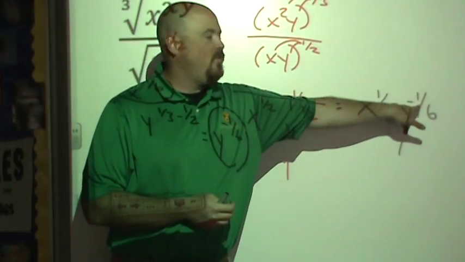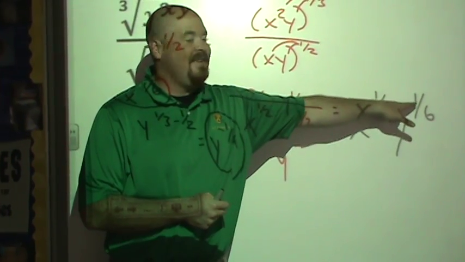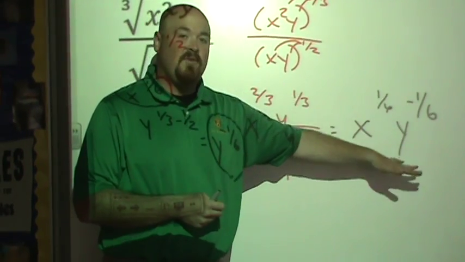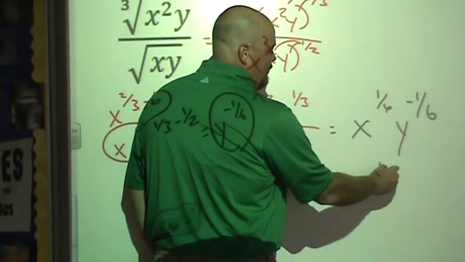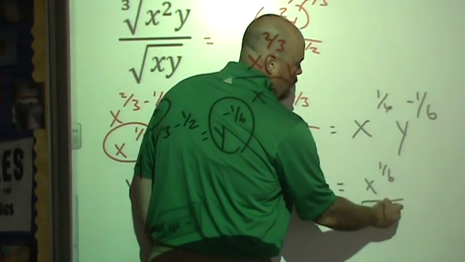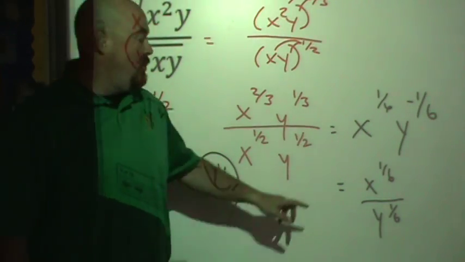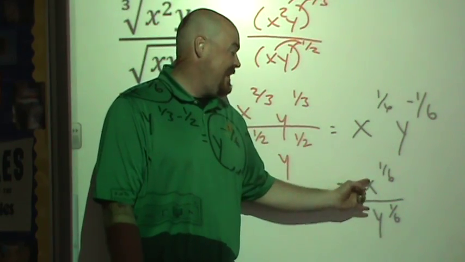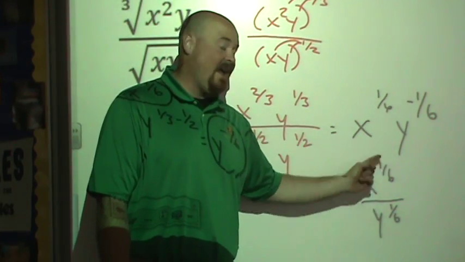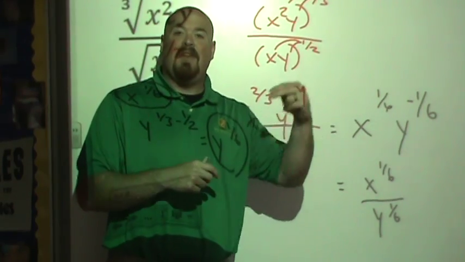So I'm not subtracting these, don't get me wrong, these are different bases. But because this base has a negative exponent, I'm going to move that into the denominator of a fraction. So this is x to the 1/6 over y to the 1/6. Now you'll notice that those powers are exactly the same. So since I have a fraction and I have identical powers, I can factor out that exponent.